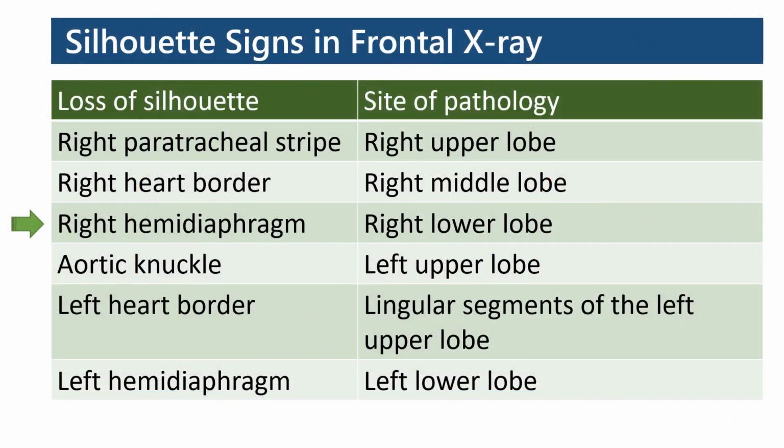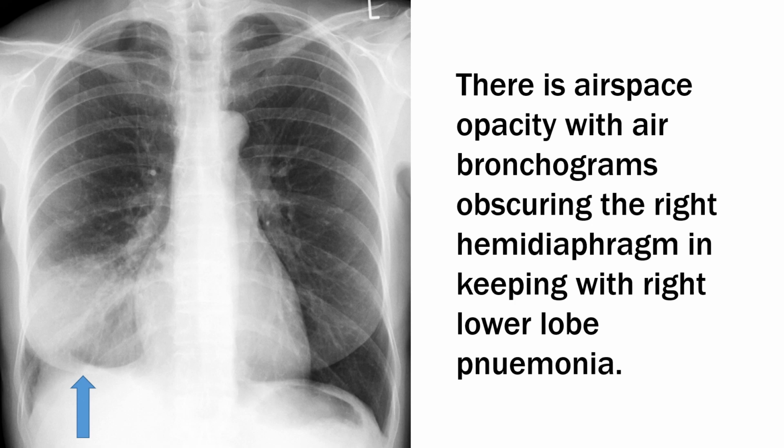If the silhouette of the right hemidiaphragm is lost, the site of pathology would be the right lower lobe. In this X-ray, there is airspace opacity with air bronchograms obscuring the right hemidiaphragm, in keeping with right lower lobe pneumonia.